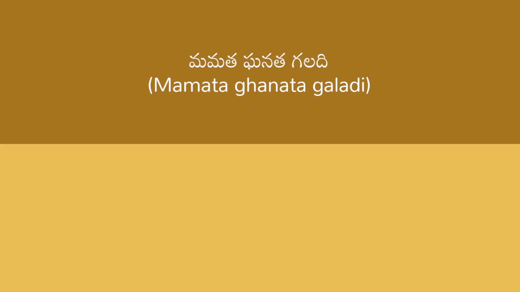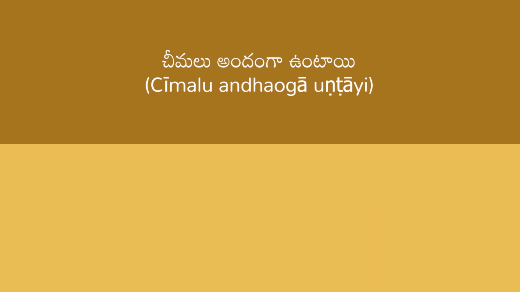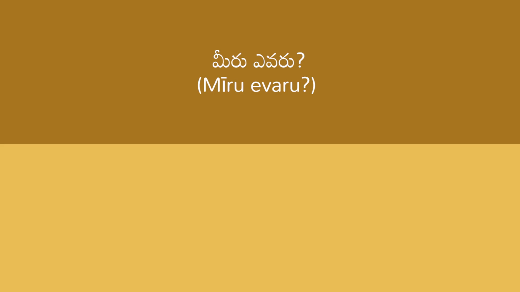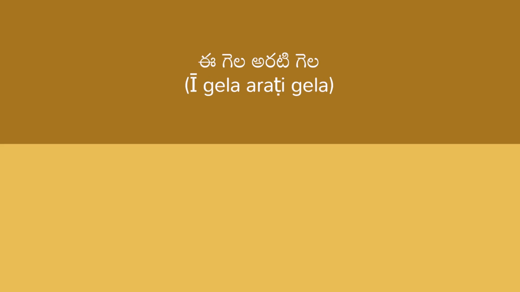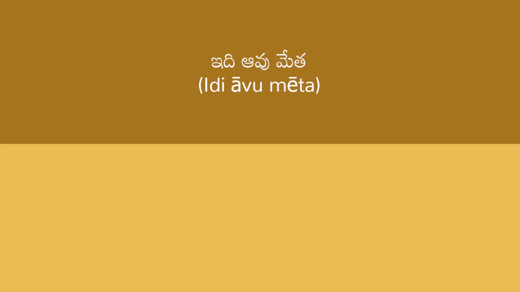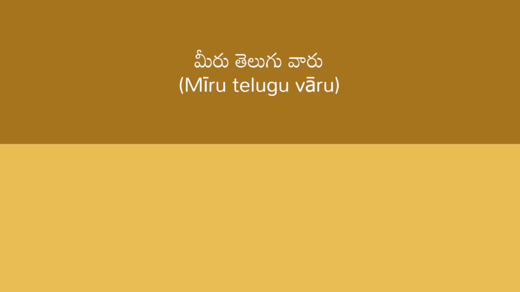మమత ఘనత గలది. Mamata is a woman of dignity. చీమలు అందంగా ఉంటాయి. Ants are beautiful. మీరు ఎవరు? Who are you? ఈ గెల అరటి గెల. This is a bunch of bananas. Next one is ఇది ఆవు మేత which means this is grass for the cow. మీరు తెలుగువారు. You are Telugu people.